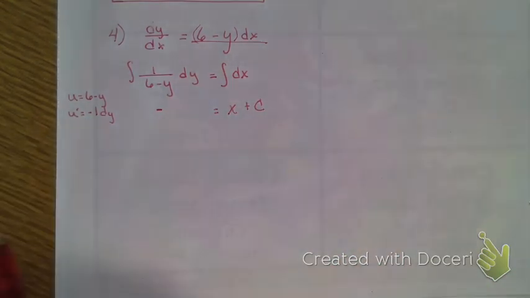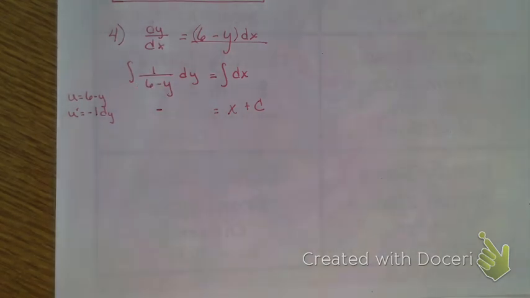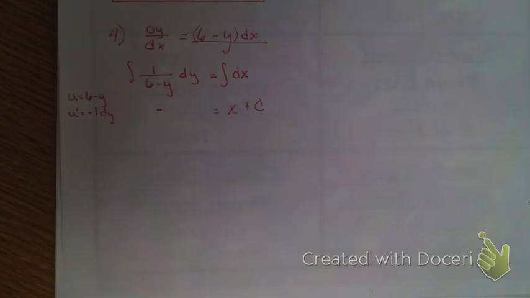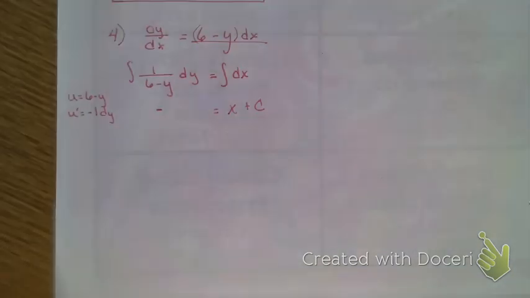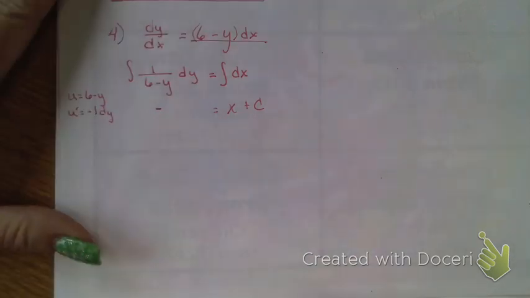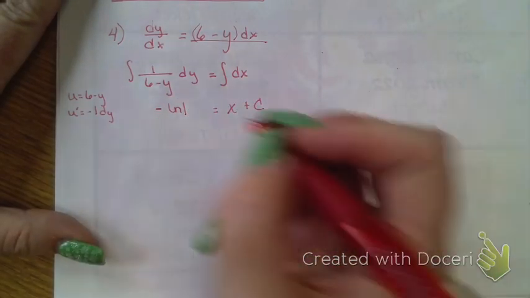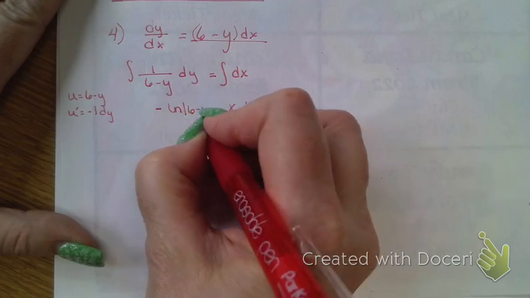But what rule is this going to apply for, guys? We have u prime over u. It's one of your three special ones, right? Get out your derivatives or your integral sheet. Which one gives me u prime over u? It'd be natural log, wouldn't it? Yeah. Okay, so we're going to have the natural log of the absolute value of u, right? So 6 minus y.